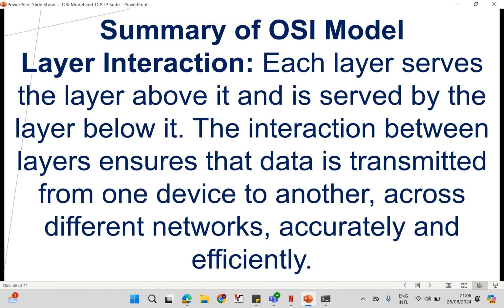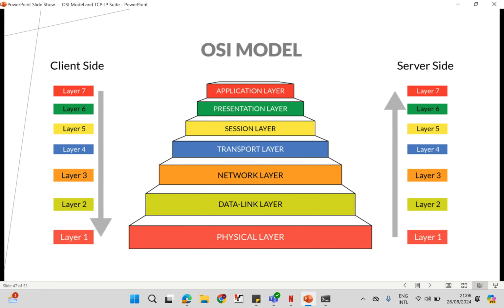Summary. Layer interaction. What is the summary of the OSI model? Each layer serves the layer above it. So what we are saying is that layer 1 is going to serve layer 2. Layer 2 is going to serve layer 3.